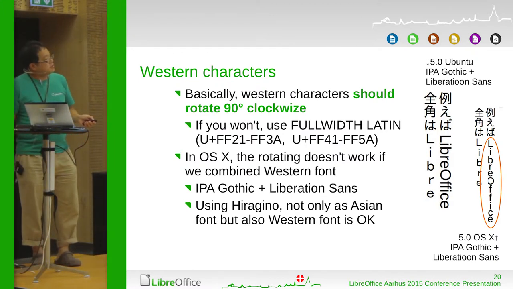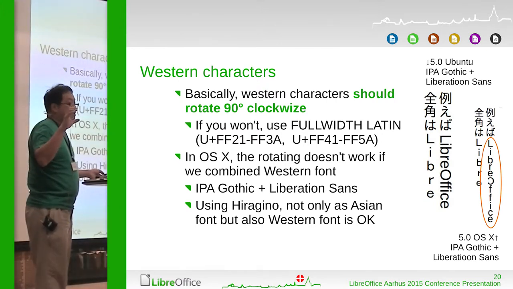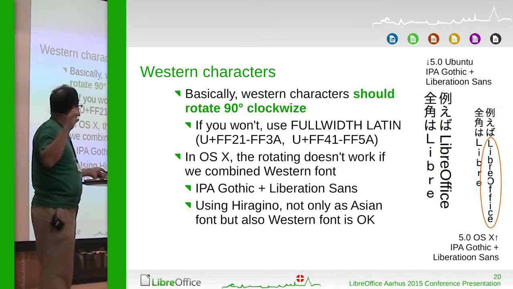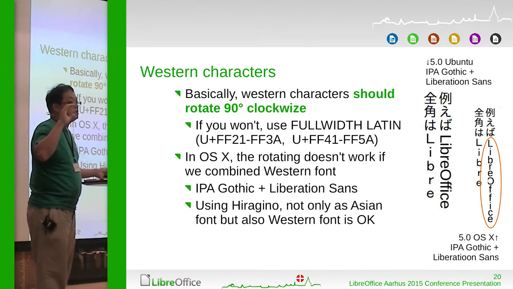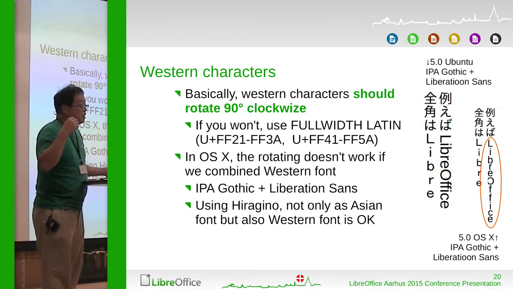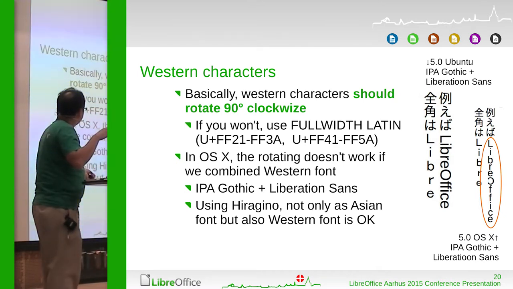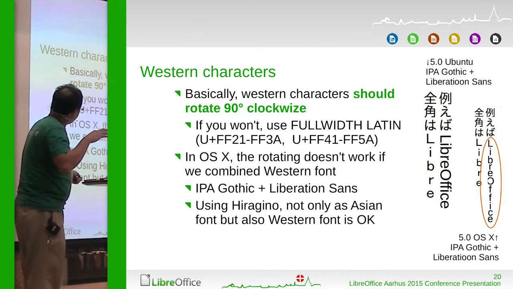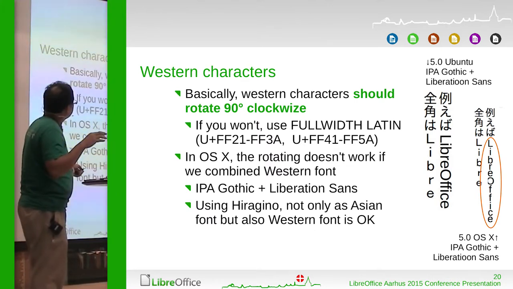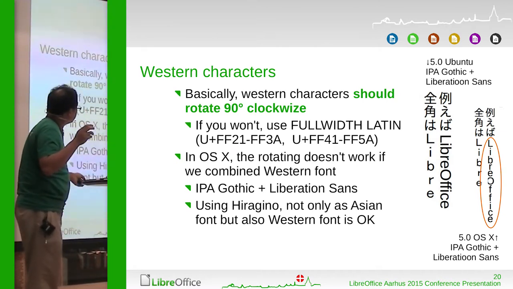But it's not a big issue because we use the combined Western font. I mean, we choose different fonts for Western font and Japanese font. If we choose the same font, for example, as I said, Hiragino is a Mac OS X font that has good kanji characters. So if we choose Hiragino for everything, it's okay.